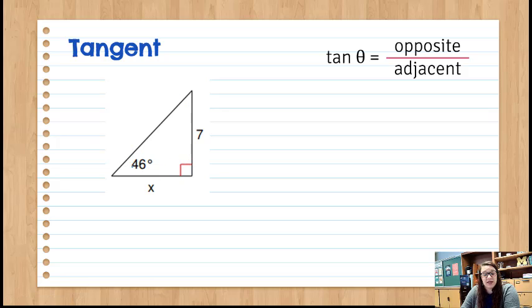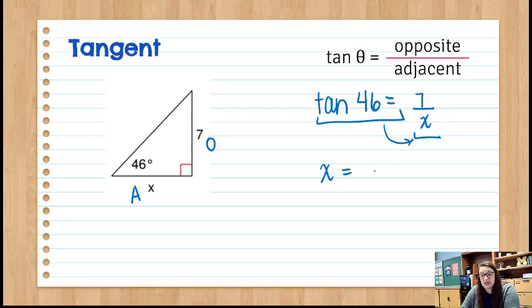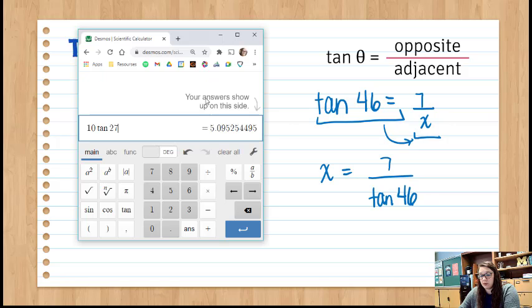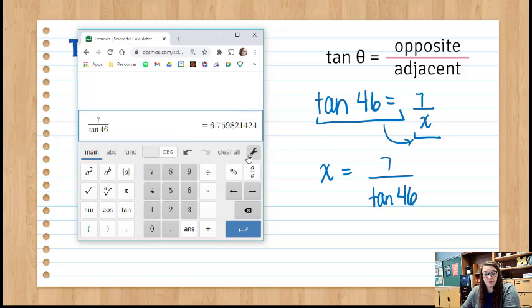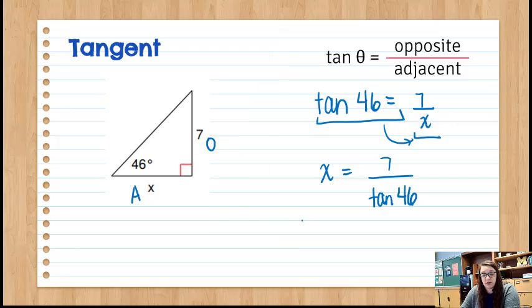So on this one, I label sides. Across from 46 degrees is opposite, and next to it is adjacent. Can set it up and say tangent of my angle 46 is equal to the opposite side is 7, and the adjacent side is x. Now, x is on the denominator. In this case, we can switch the places of these two things to solve. So x equals 7 over tangent 46. And that'll go in our calculator. There it is. So 7 divided by tangent 46 is 6.76 if I round. So x is approximately 6.76.